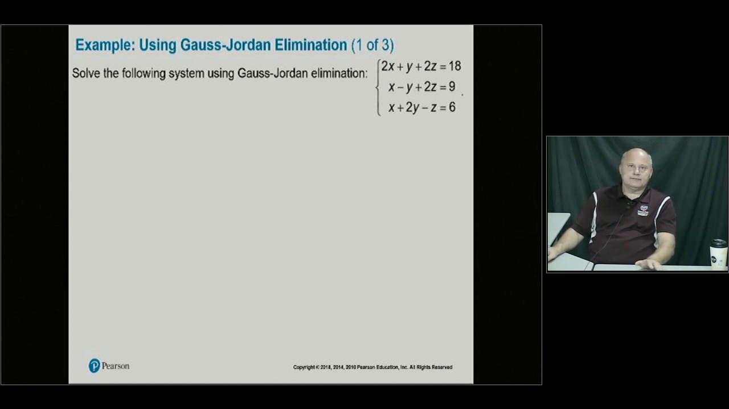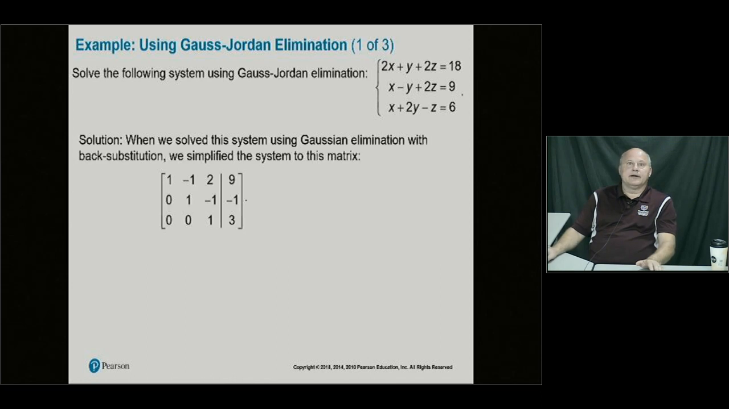Same one. So if you remember, we have already solved this system using the Gaussian elimination with the back substitution. But when we simplified the system to the matrix, it gave us this row echelon form, remember? At this point, we didn't know what the x, y, and the z were. Well, we knew what the z was. We know z equals 3. But we didn't know what the y and the x was at this time. We had to use back substitution to determine that.